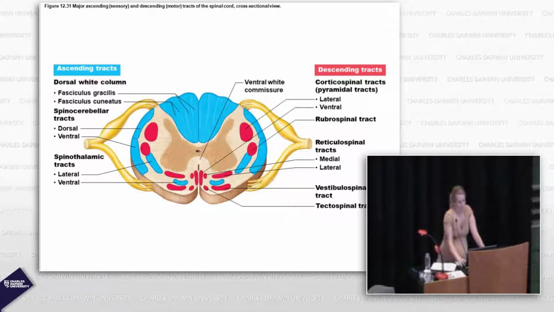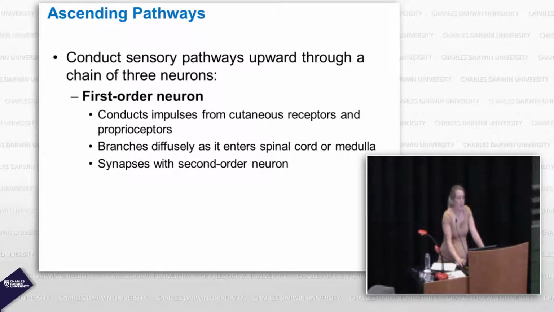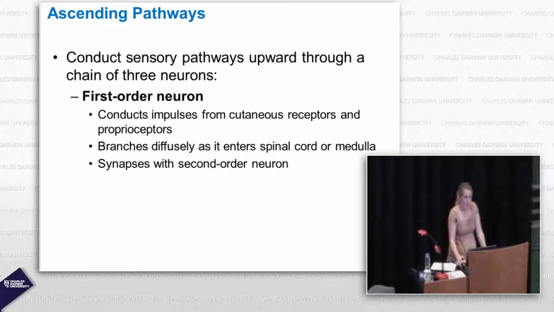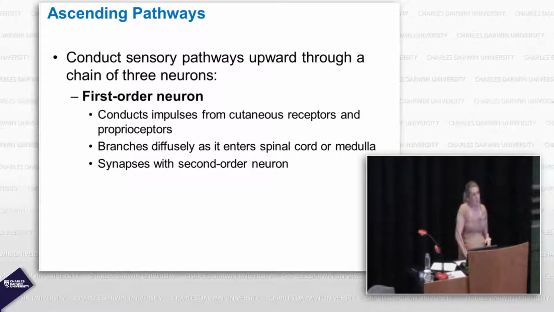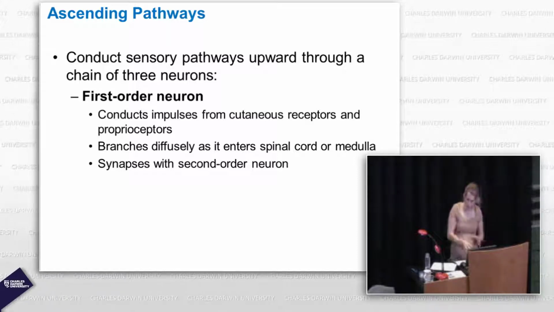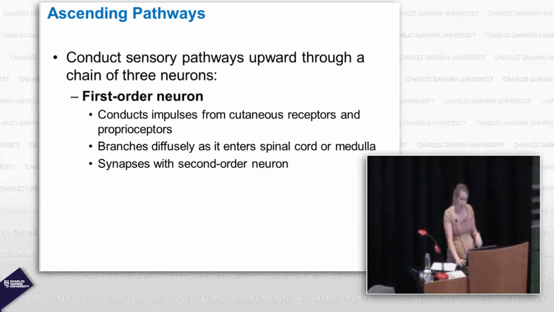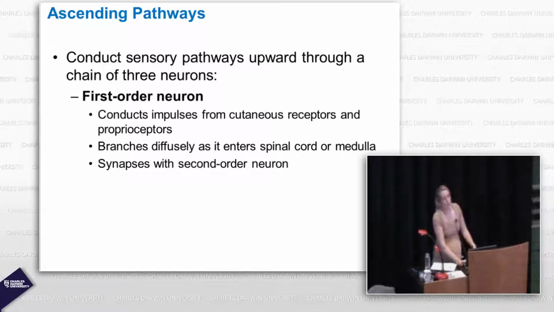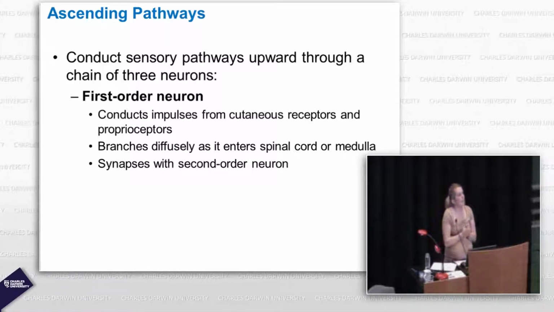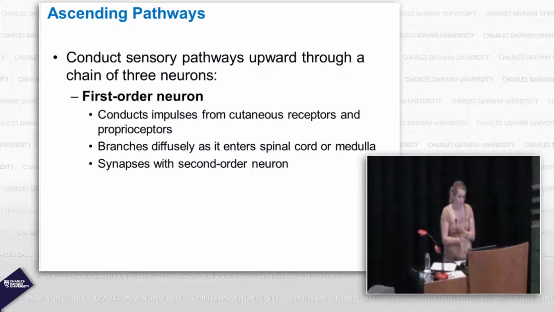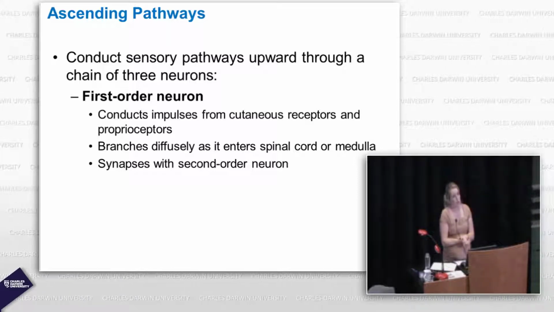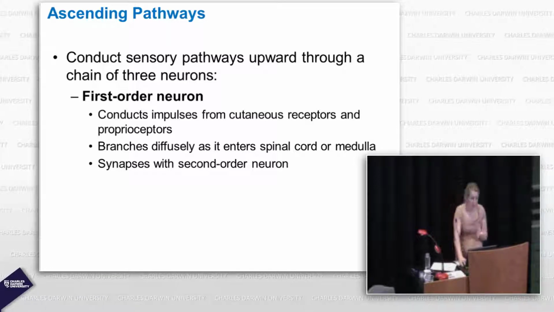With all of our ascending pathways, they're conducted upwards through a chain of 3 neurons. Some of them only have 2, but I'll talk about those in a minute. The first order neurons are pretty simple. They're from your receptor to the second order neuron. So this is basically the first link in the chain of the ascending pathway.